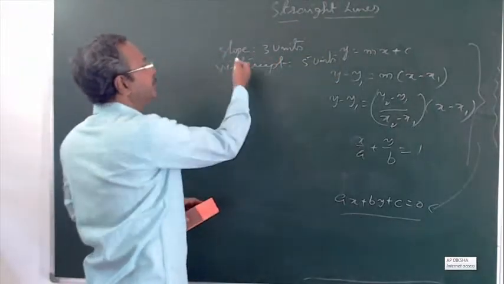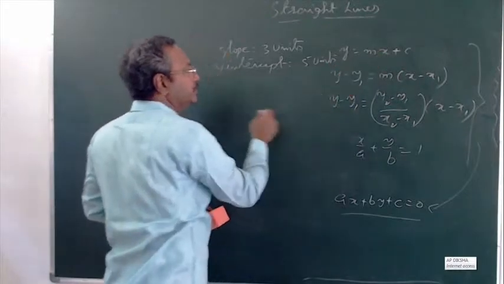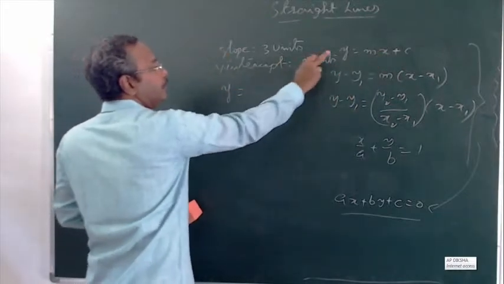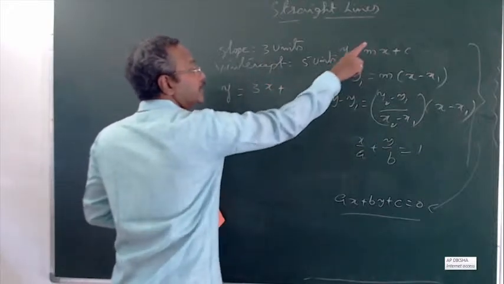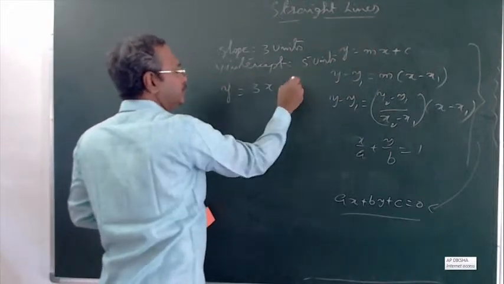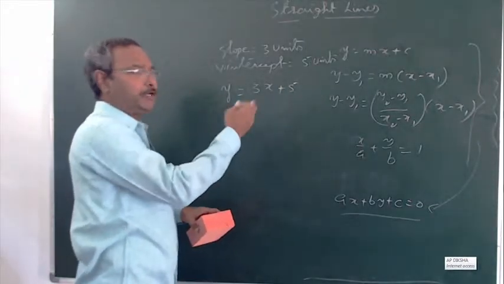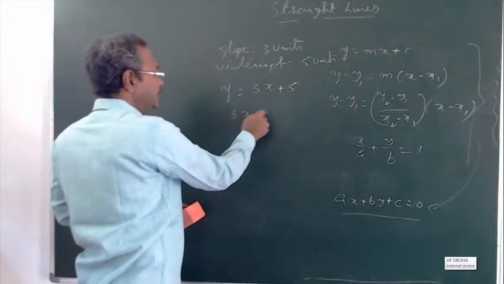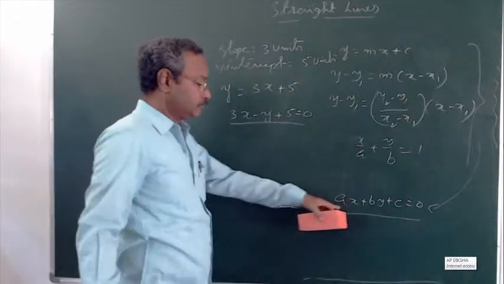A simple answer is, you have the slope and you have the y-intercept. Straight away you can go for this structure. So y is equal to m, which is the slope of the straight line, 3 into x, plus c, which is the y-intercept, 5 units. And if you want to convert it to the general form, you can write it as 3x minus y plus 5 equal to 0. This structure.